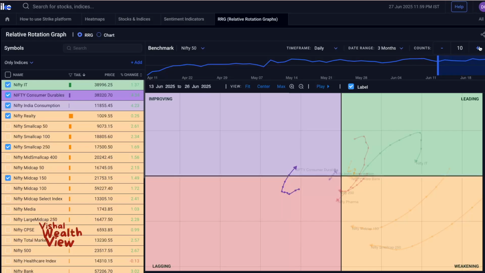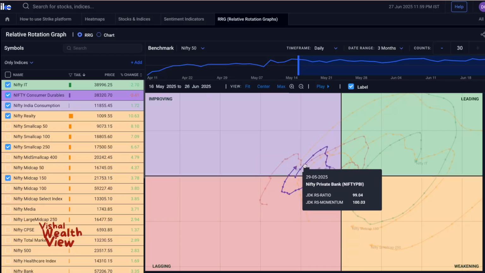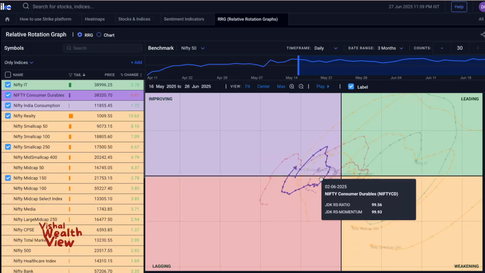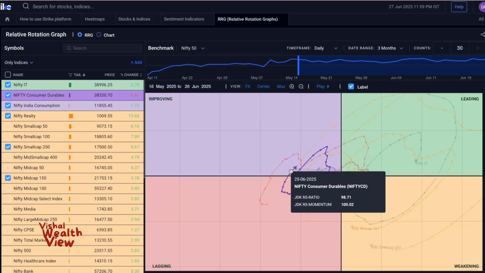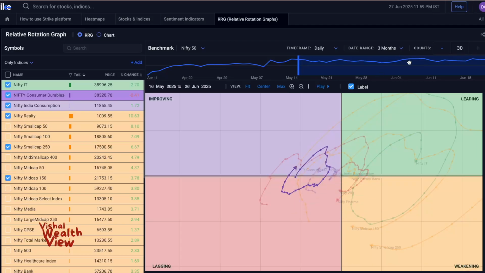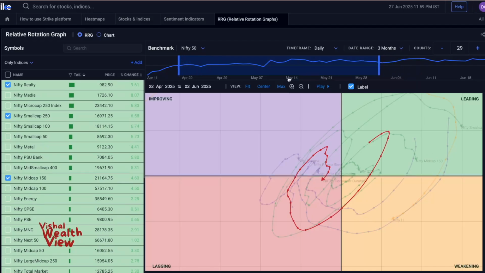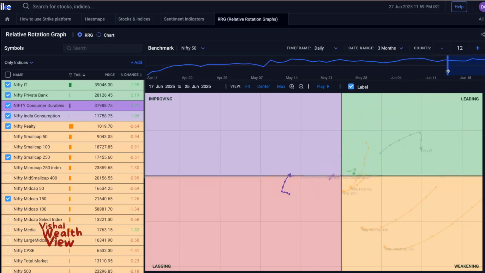If we consider a longer window, consumer durables have been in the lagging quadrant for a decent time, and they have now come into the improving quadrant. Okay, and if I take a longer term view, from here on, the way the direction looks, I think consumer durables can see some amount of positive momentum in the coming days.